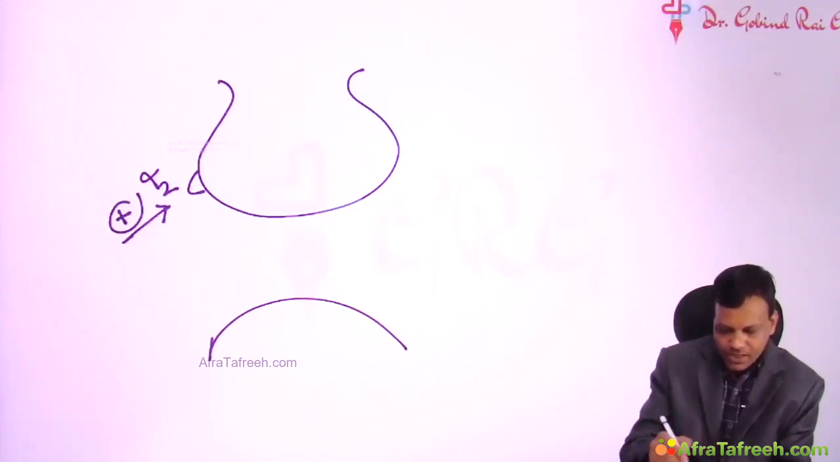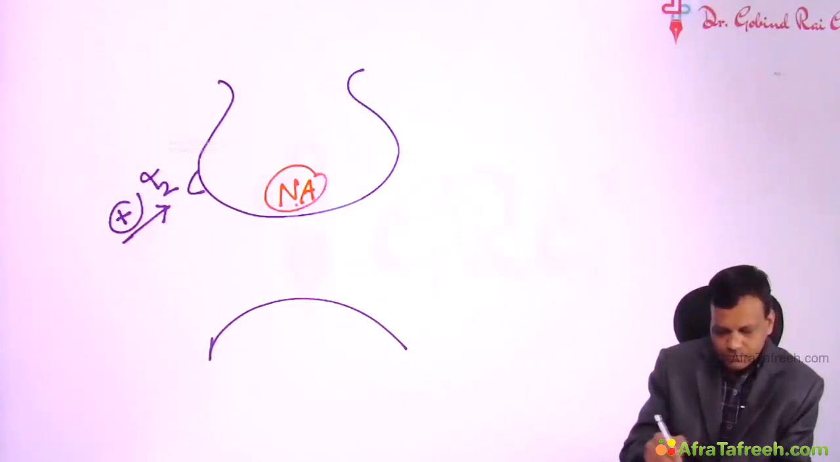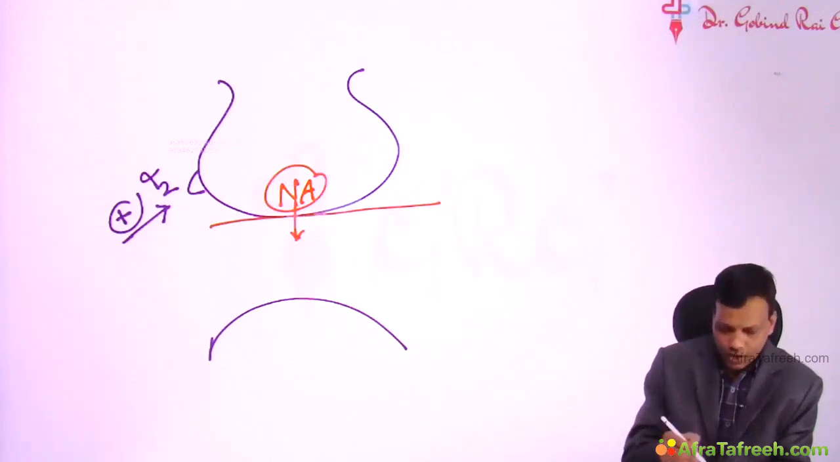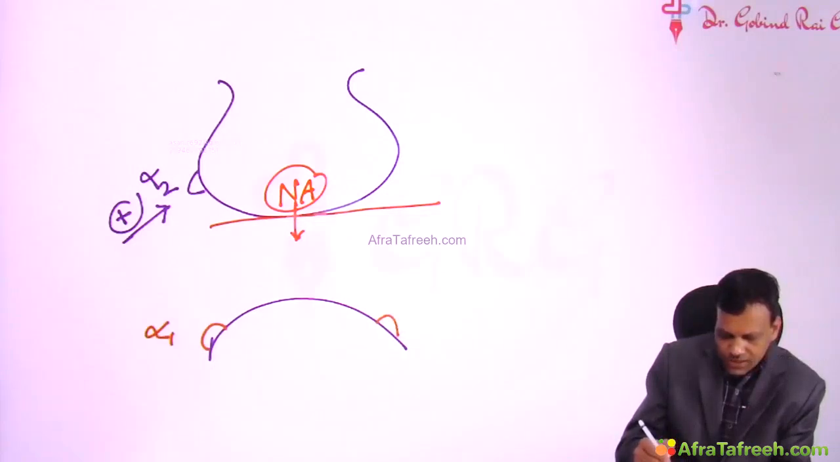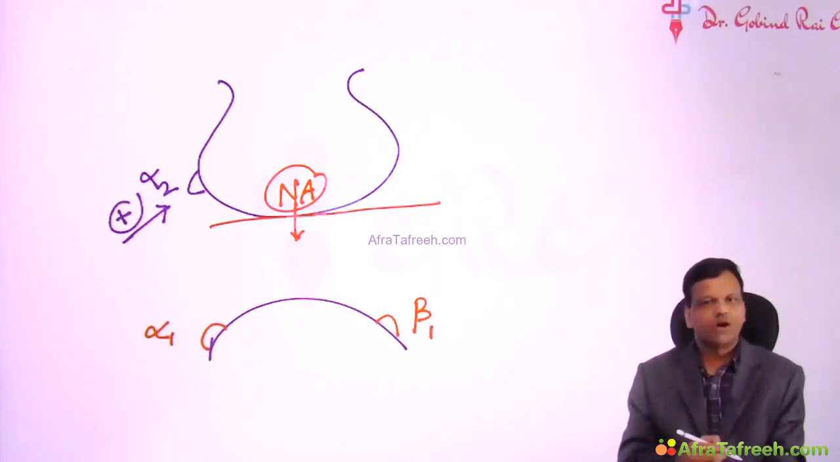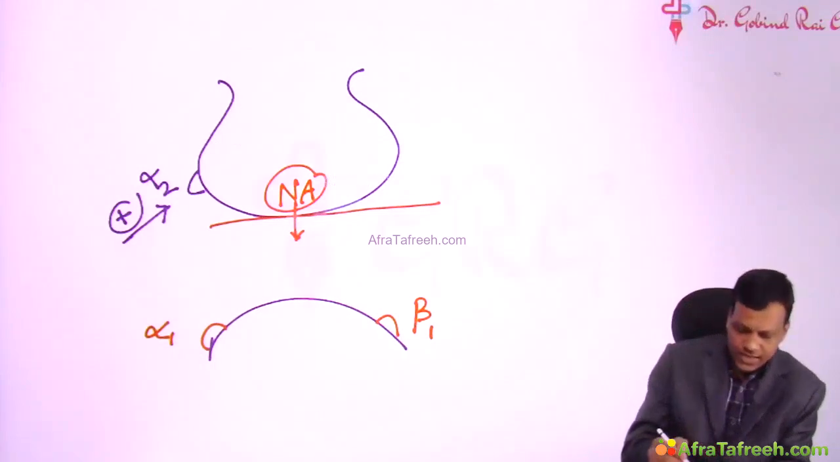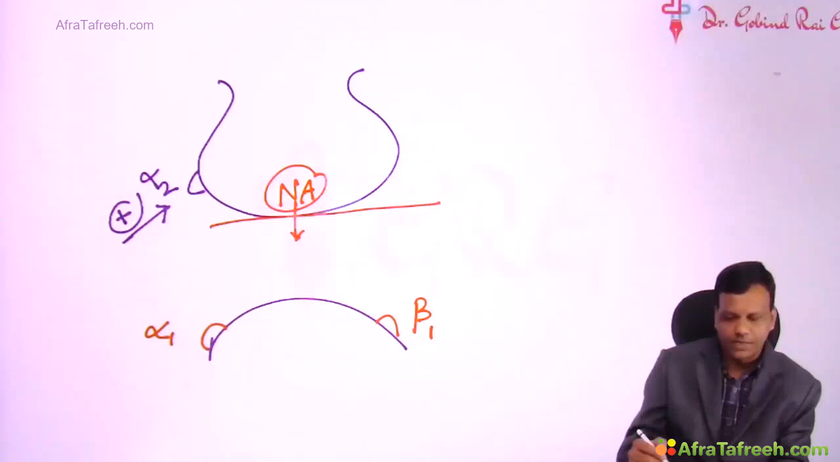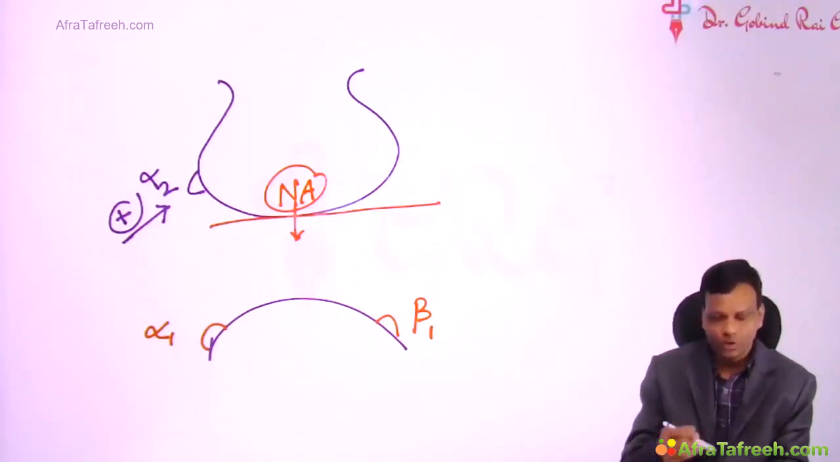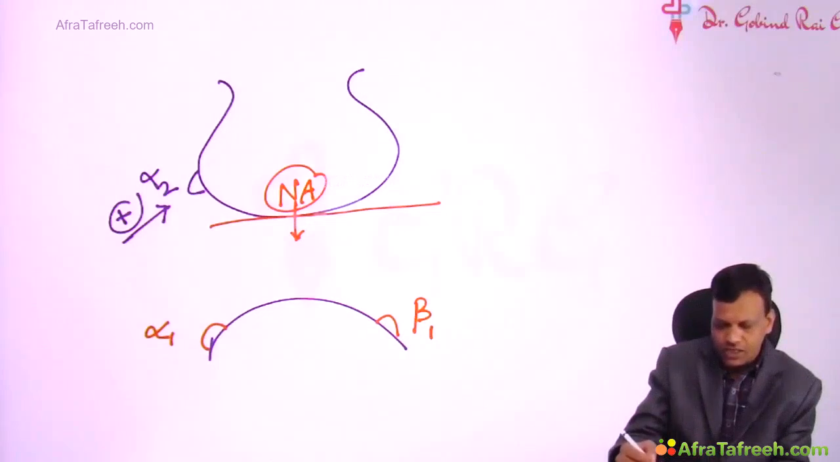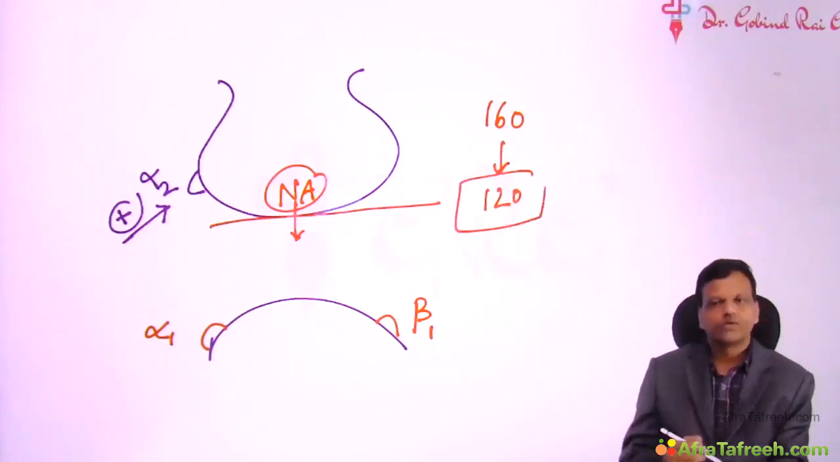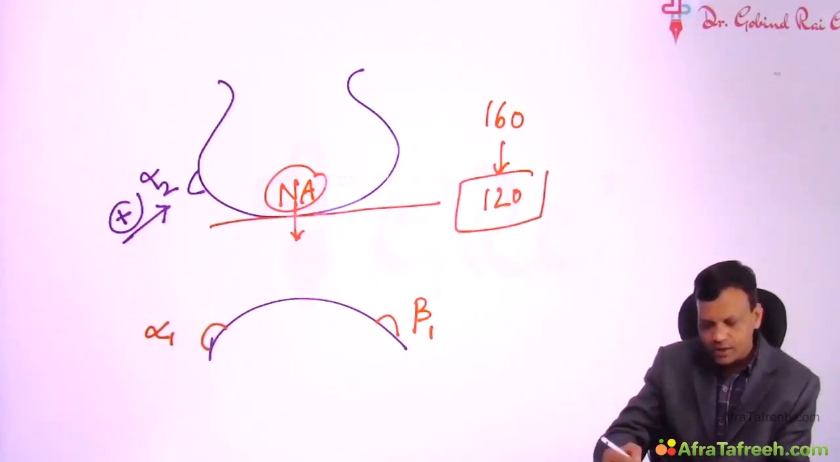When the brakes are pressed, noradrenaline will not be released. Noradrenaline does not come here. So when noradrenaline does not come here, then the alpha-1 and beta-1 receptors which are present here will not be stimulated. So when there is less stimulation of alpha-1 and beta-1 receptors, the BP decreases. We know that clonidine decreases BP. If a person is having BP of 160, clonidine may reduce the BP to 120. So as long as we keep on giving clonidine, BP remains low.